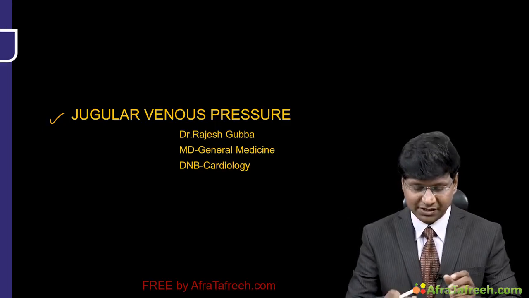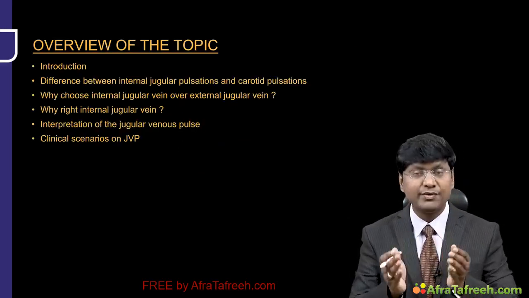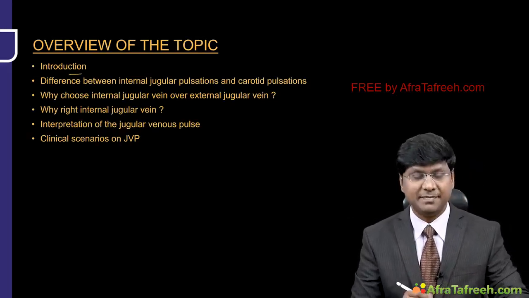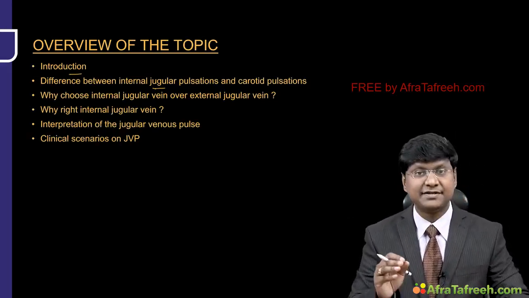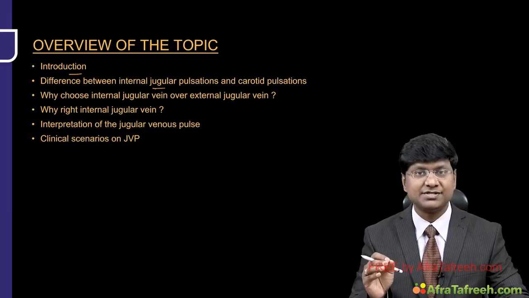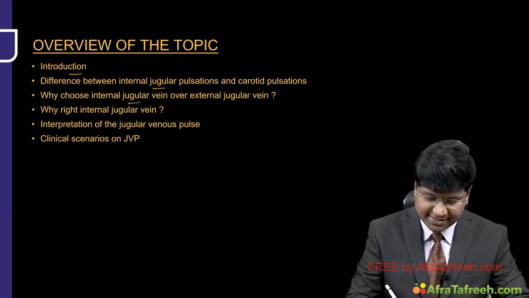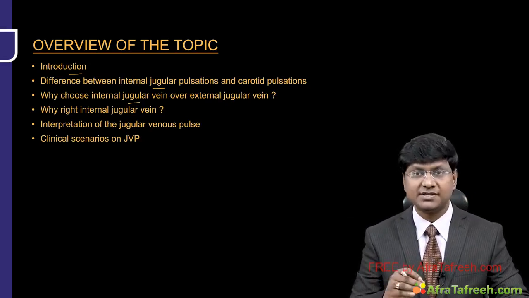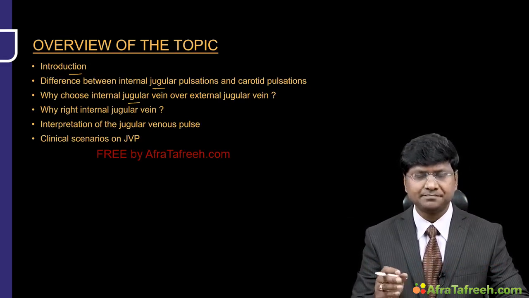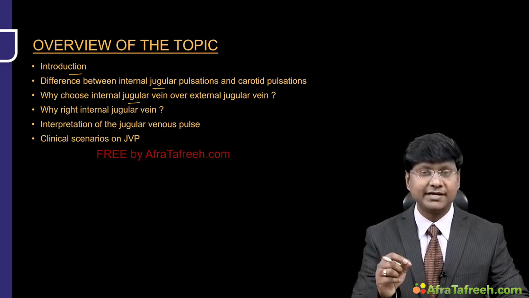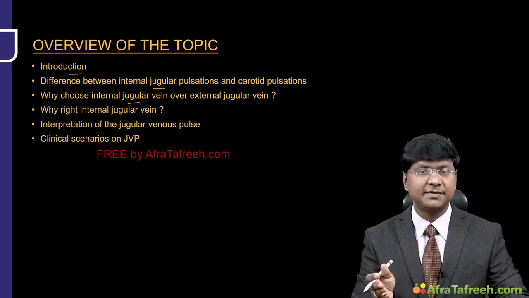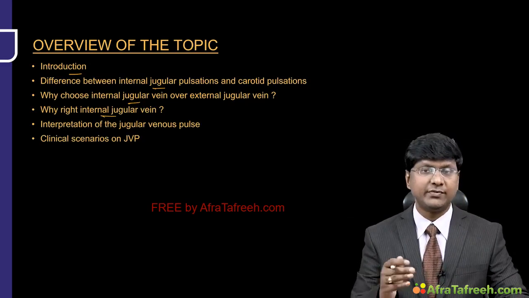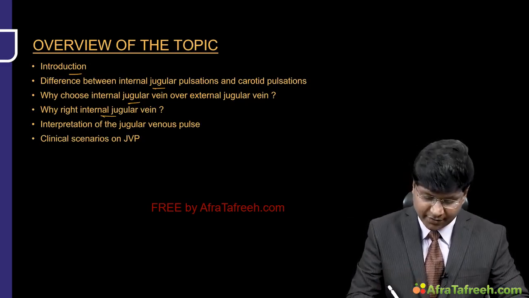approach the patient. So the overview of the topic I'll be discussing now is the basic introduction of the JVP, then what exactly is the difference between the internal jugular pulsations and carotid pulsations, why we need to choose the internal jugular venous pressure for assessment of the volume status, why not the external jugular vein, or why we use the internal jugular vein for assessment of the right atrial pressure, why not the external jugular vein? Why is it only the right internal jugular vein we take, why not the left internal jugular vein?